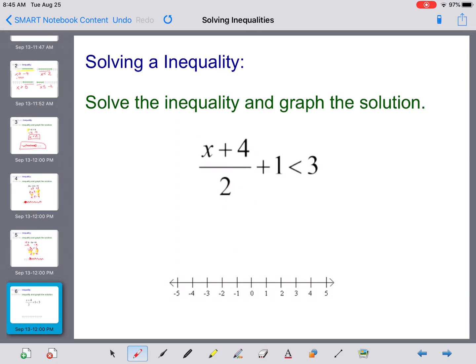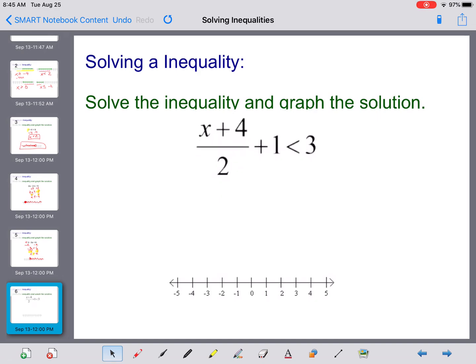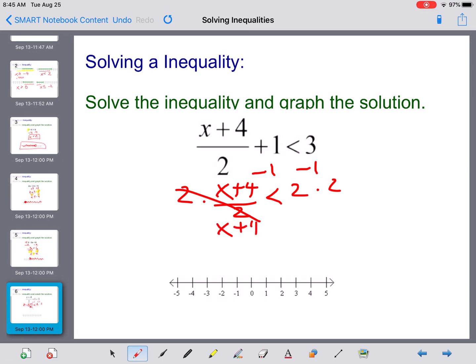Lastly, we have this one, which looks a little bit complicated, but if you use your solving strategies the same way that we have always done, then we will end up with the correct result. So we need to move this 1 first. So we're going to subtract 1 from both sides. And then we're going to multiply by 2 on both sides to cancel this or reduce it to 1. And then we're going to subtract 4 to get x is less than 0.